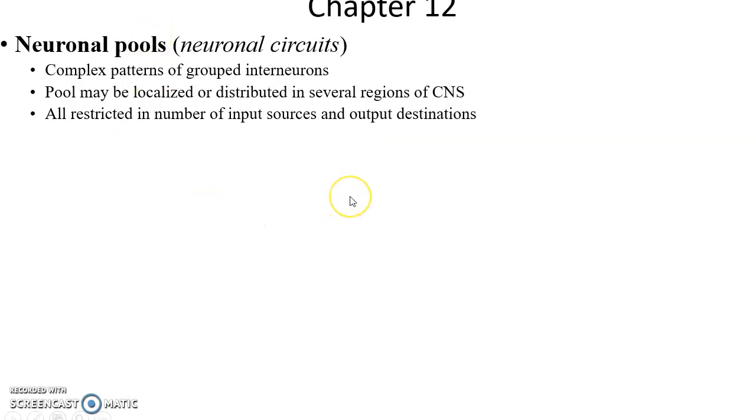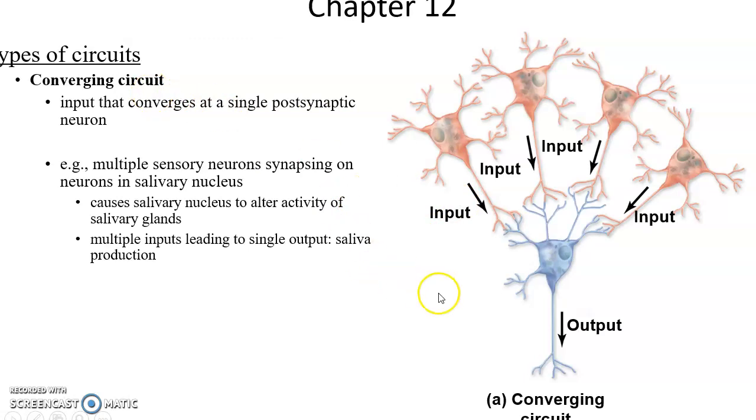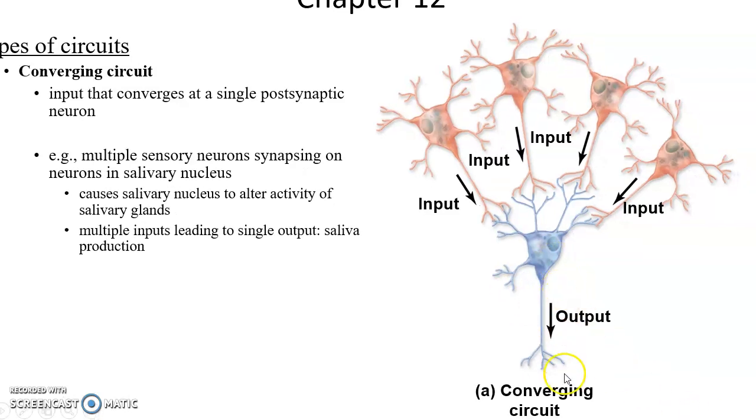Neural pools. Turns out neurons can form complicated groups. This is especially common in the interneurons in the brain and spinal cord. And these pools of neurons can be localized for specific purposes, or they can be distributed in large regions of the central nervous system, basically with different input and output destinations. So converging circuit, you have lots of interneurons sending input to a single interneuron, and that single interneuron then sends its signal out to cause the effect.